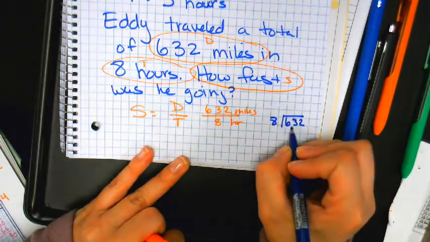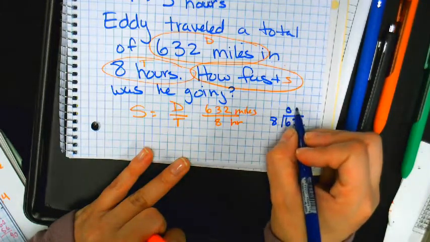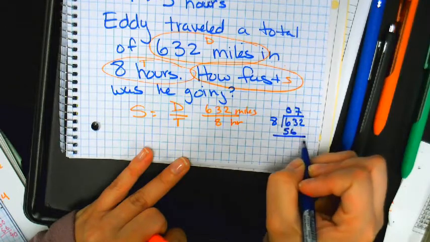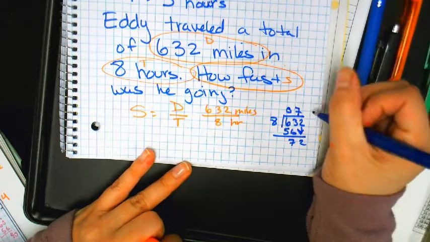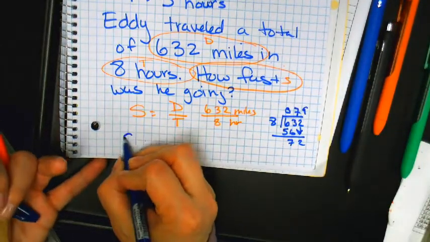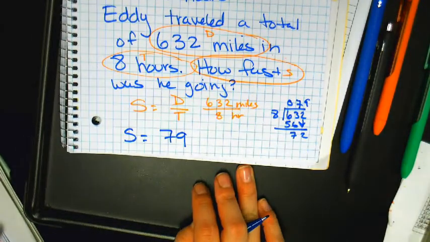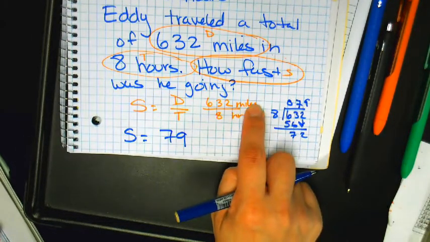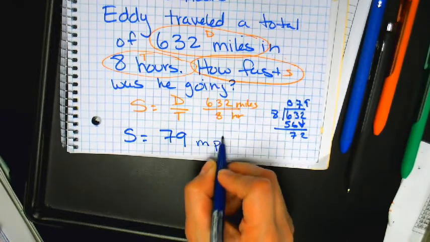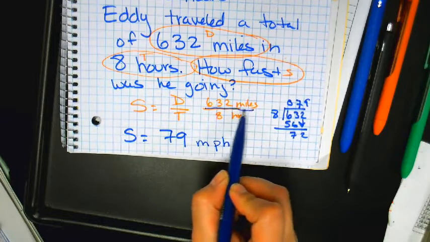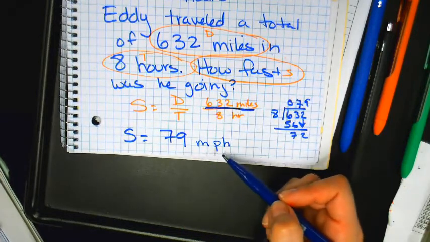8 goes into 6, 0. 8 goes into 63, 7. 56, 72. How many times does 8 go into 72? 9. So our speed is equal to 79 what? Miles per hour. This bar is your per. Miles per hour.